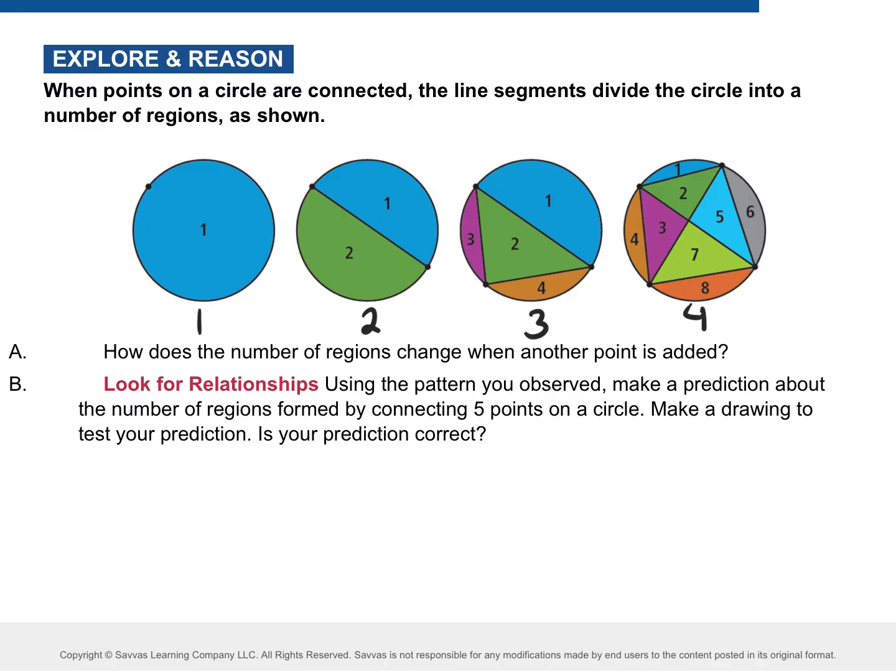How many regions are in the first term? One. Second term, two. Third term, three. Fourth term, eight. How many would be in the fifth? 16. How'd you know that? Because it doubles each time. How do you know that? Because just looking at it.